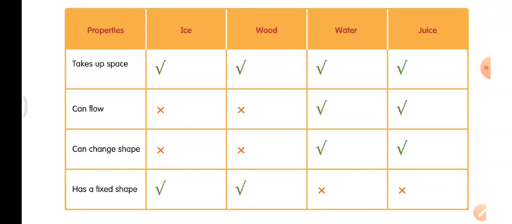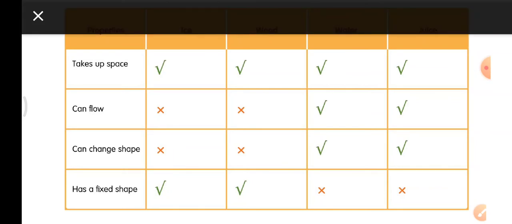Yes. Wood takes up space? Yes. Can flow? No. Can change shape? No. Has a fixed shape? Yes. Water takes up space? Yes. Can flow? Yes. Can change shape? Yes. Has a fixed shape? No. Juice takes up space, can flow, can change shape, and has a fixed shape? No. So from this table we learnt that liquids take up space, they can flow, they can change shape, and they don't have a fixed shape, right?